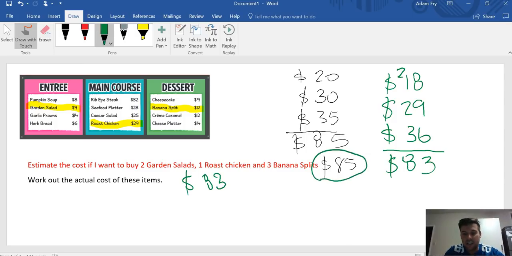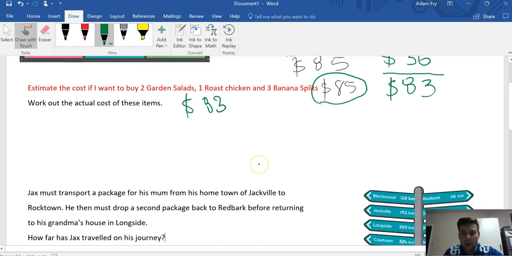So we can see with our estimate we're not far off, okay? And it's got a nice number with a 5 on the end, or like I said, a 0. That's ideally what we've got to look for when we're estimating, okay? It's a calculated guess.